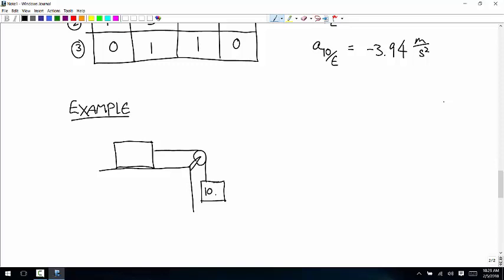So let's say this is 10 kilograms. Let's say this is 5 kilograms. Let's say there's a coefficient of friction of 0.1, and that at this instant these are moving this way. So that lets us know the velocity direction. That lets us know what direction the friction force is acting.